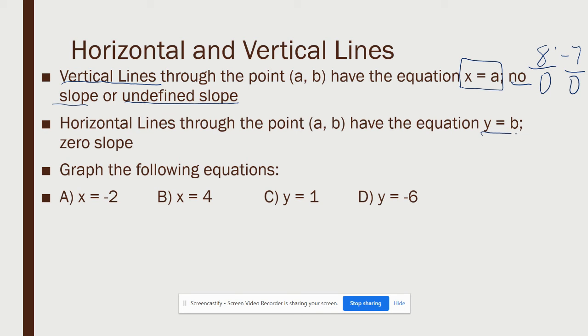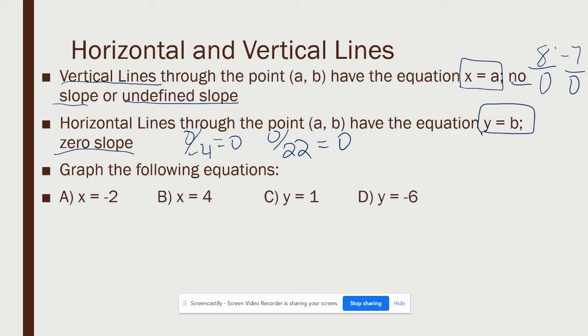Horizontal lines have the equation y equals b and has 0 slope. And that's because when we find slope of that line, the top or the numerator becomes 0. So we have like 0 over negative 4 or 0 over 22. It doesn't matter because 0 divided by anything is 0.